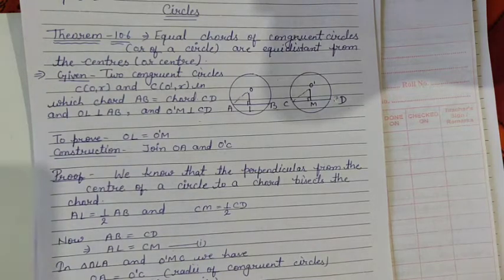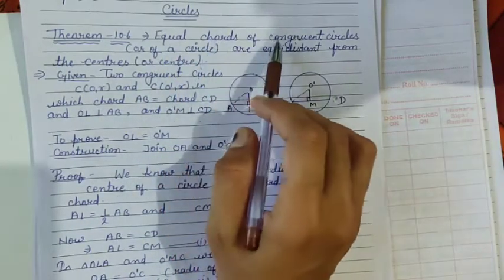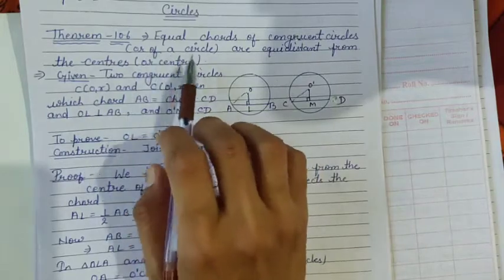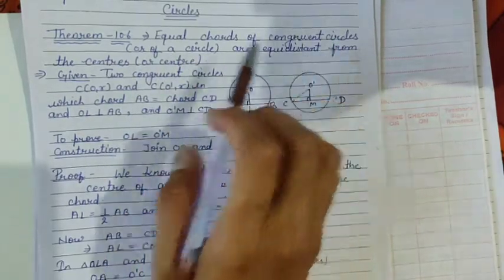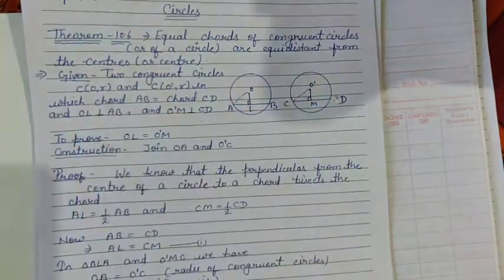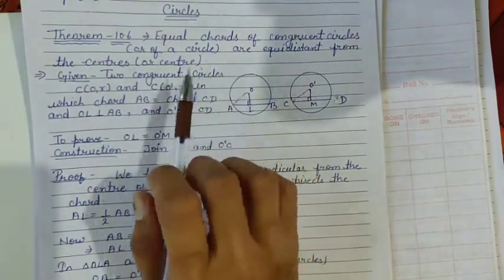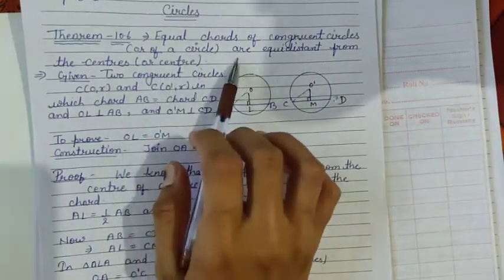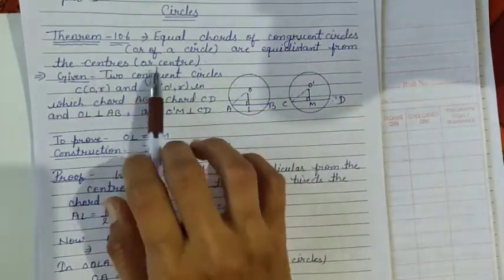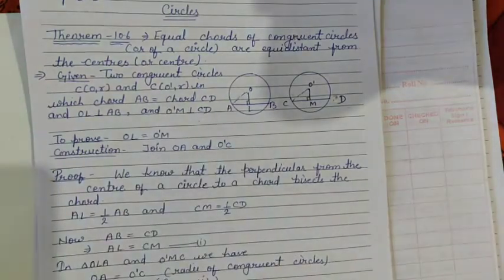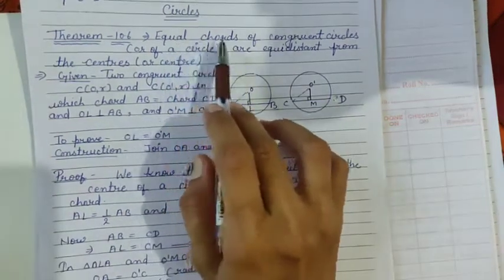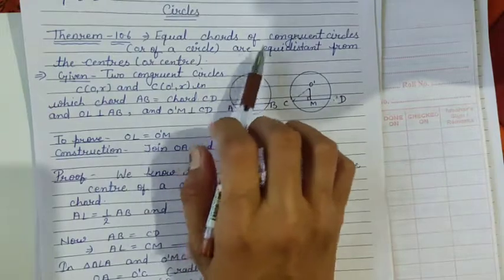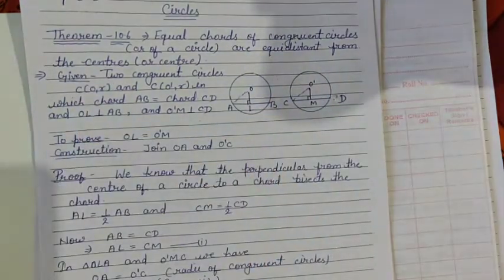Hello students, we were doing our chapter circles and today we will do our theorem number 10.6. Equal chords of congruent circles or of a circle are equidistant from the centers or center. If we take one circle, then equal chords of a circle are equidistant from the center, and when we take two congruent circles, then equal chords of congruent circles are equidistant from the centers.